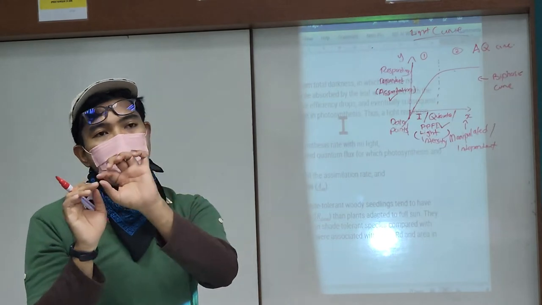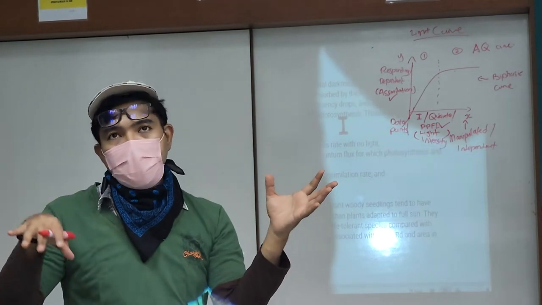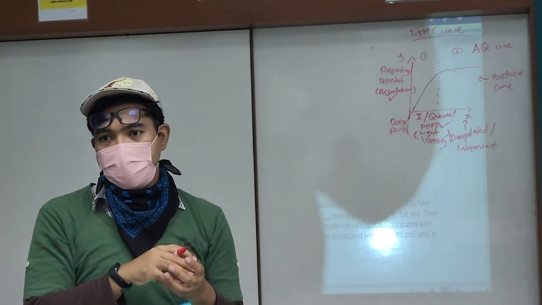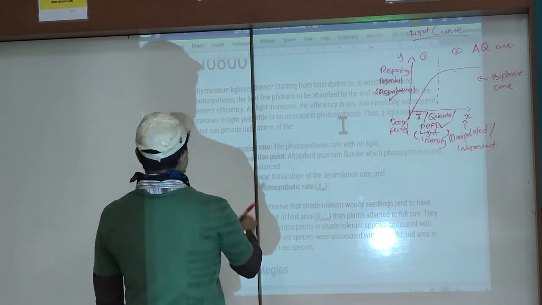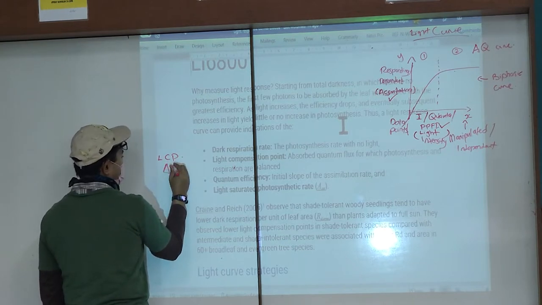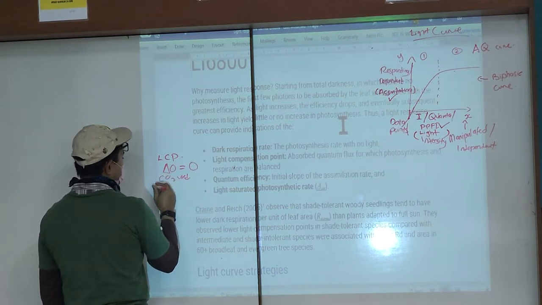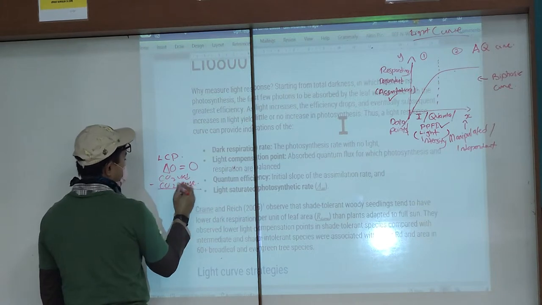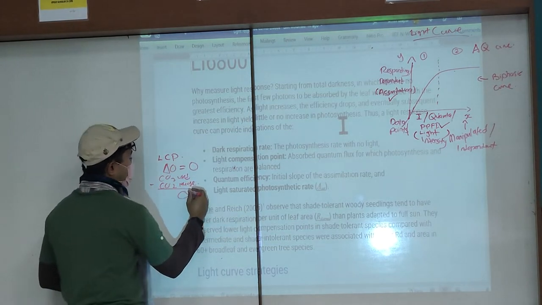The moment the amount of CO2 being released by mitochondria can compensate the amount of CO2 being used up by the chloroplast, now the net is zero. That is called the light compensation point. So light compensation point, LCP, I put here. CO2 delta equals zero, meaning that CO2 used minus CO2 released, when you minus these two, it becomes zero, equals net, bersih. We call it the net.